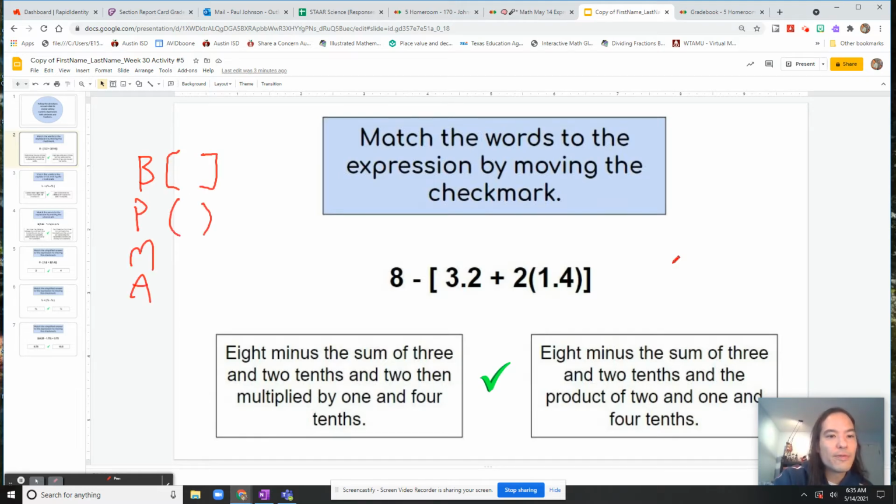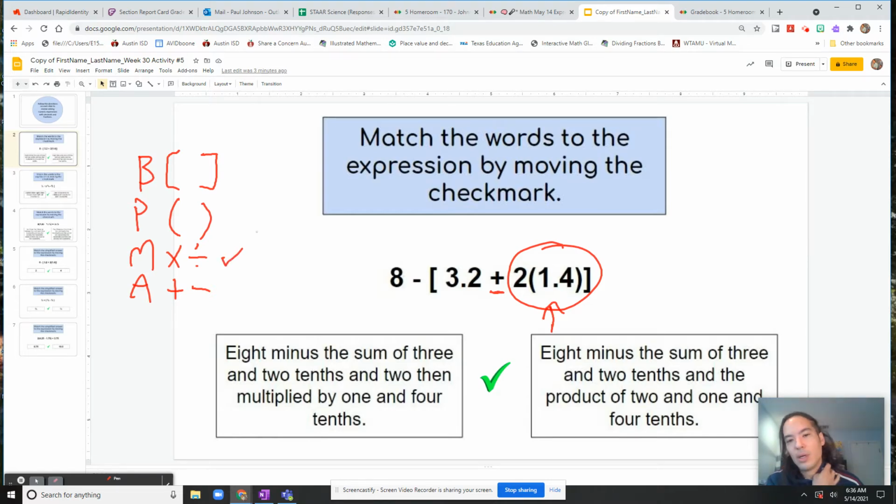Which thing are we going to have to do first? Are we going to have to multiply these two things first? Yeah. We have to multiply 2 times 1 and 4/10, the product of 2 and 1 and 4/10, before we add it to 3 and 2/10. So we're not going to add 3 and 2/10 to 2 and then multiply by 1 and 4/10, because that would put addition before multiplication. Multiplication and division happen before addition and subtraction. So the one on the right shows that we need to add to the product of these two things, which means we're multiplying first instead of multiplying at the end.